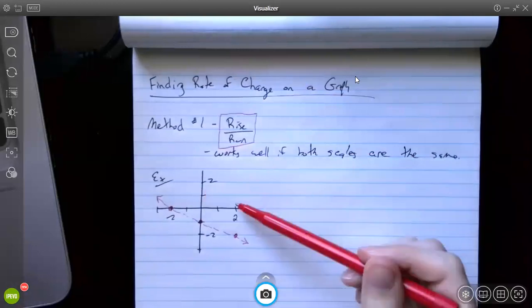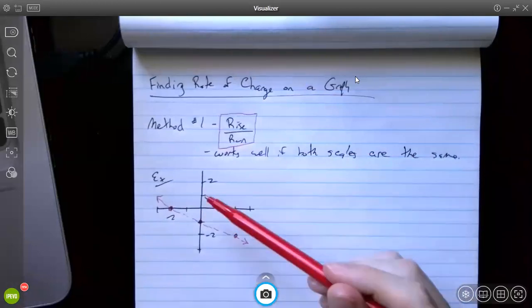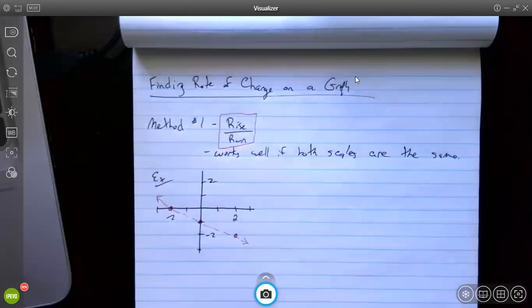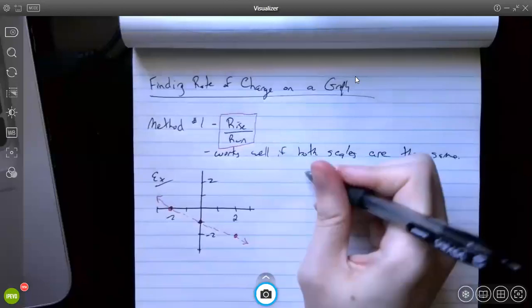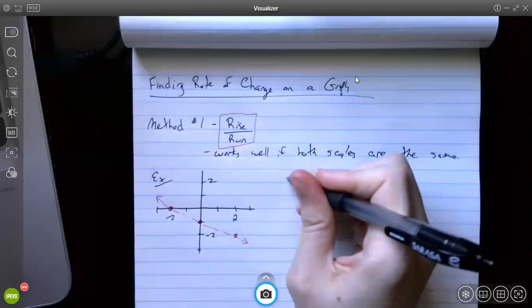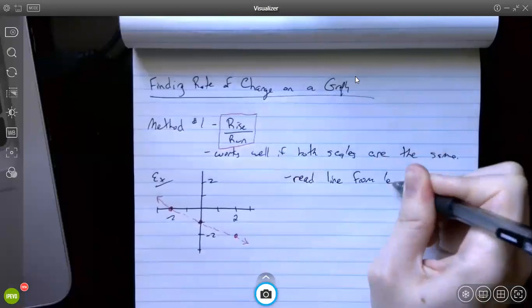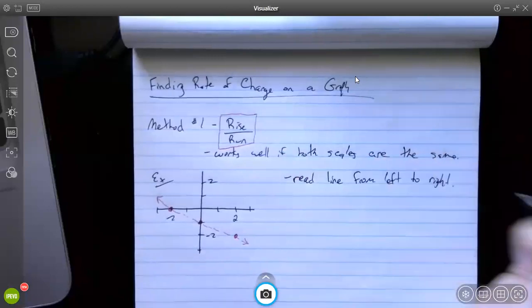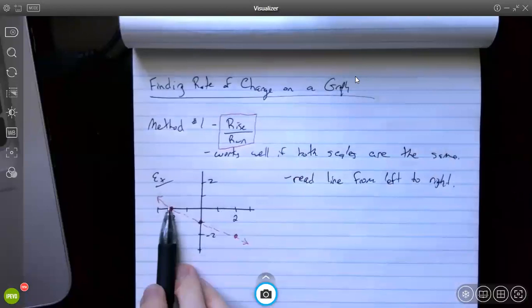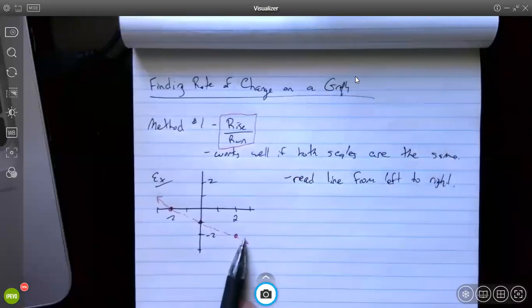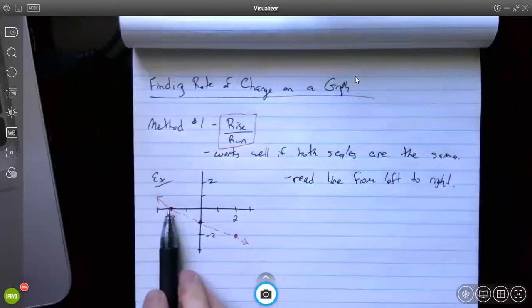So here, my scales are all going up by 1, both on the x and y axis. So it makes it really easy to do rise over run. When you do rise over run, you always want to read the line from left to right, the same way that you read a sentence. So read the line from left to right. I'm going to start on the left and move towards the right. And then as I do that, I'm just going to pick any 2 points along the line.